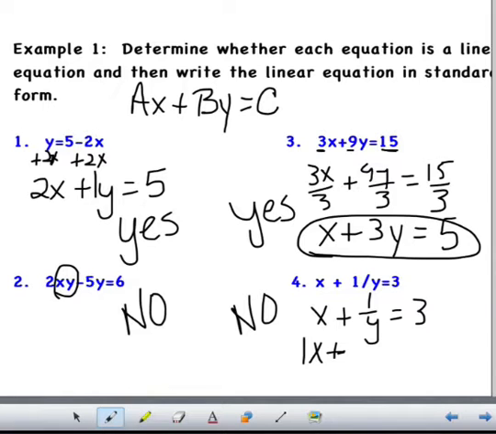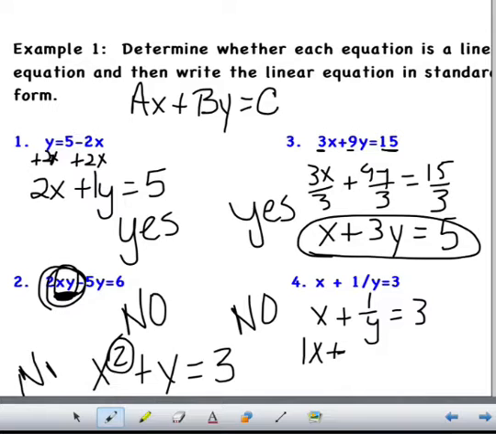So some of the things you need to watch out for: if you have two variables being multiplied together, or if you have a variable in the denominator, that's going to make it not a linear equation. Another one you may want to watch for is if you had something like this. Is that a linear equation? No, it would not be because of that squared term. So make sure you don't have a variable multiplied by a variable, that you don't have a variable in the denominator, and that you don't have a squared term or a power other than 1 on any of your variables.